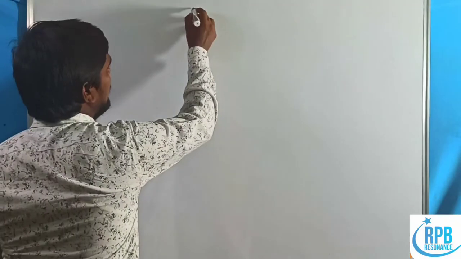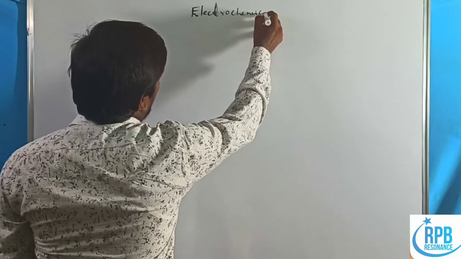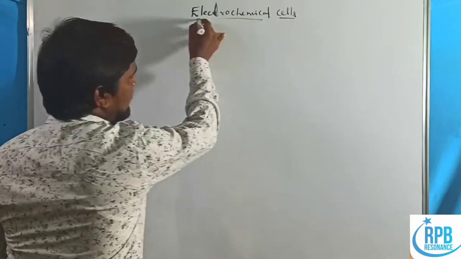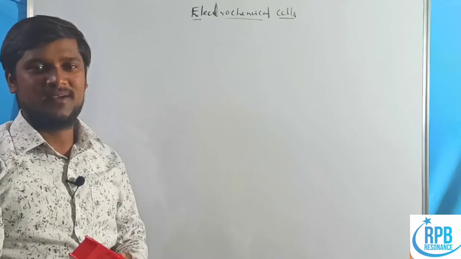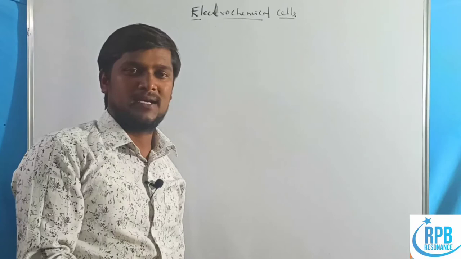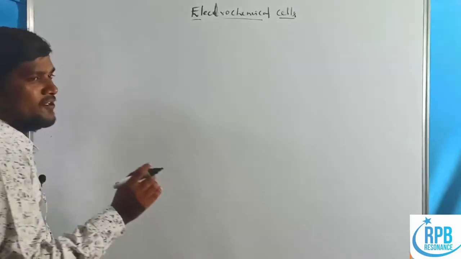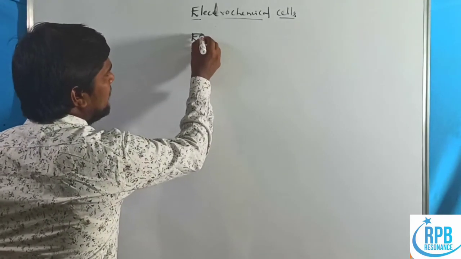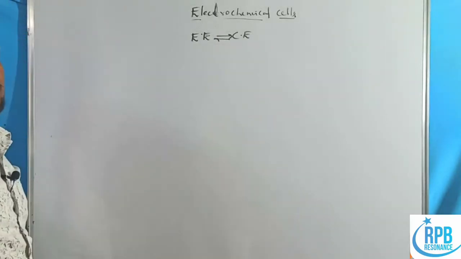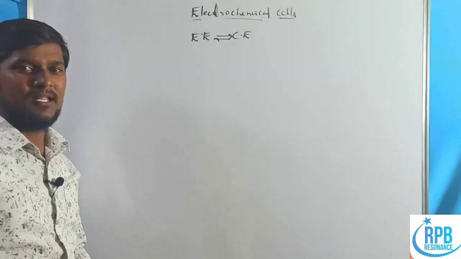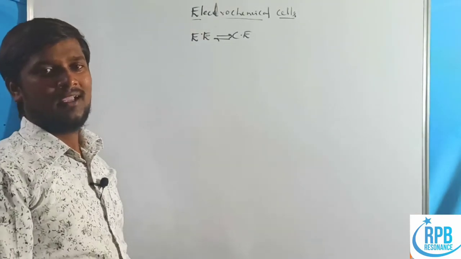Now, first of all, electrochemical cells. Cells are nothing but batteries. Simply, it is batteries like TV remote batteries, phone batteries, watch batteries, etc. Different types of batteries are there. Now let us go through the electrochemical cell. Electrochemistry defines the conversion of electrical energy to chemical energy or chemical energy converted into electrical energy. Simply, electrical energy can be converted into chemical energy or chemical energy can be converted to electrical energy.